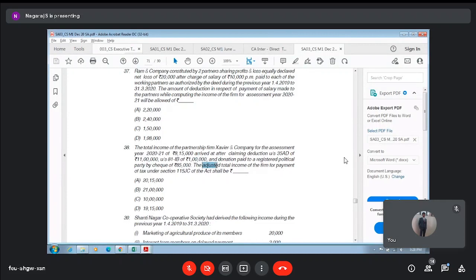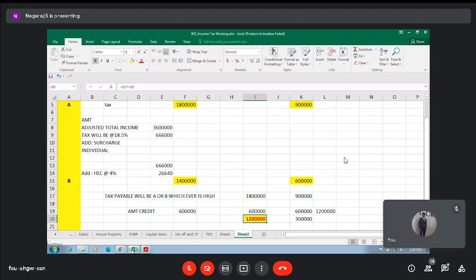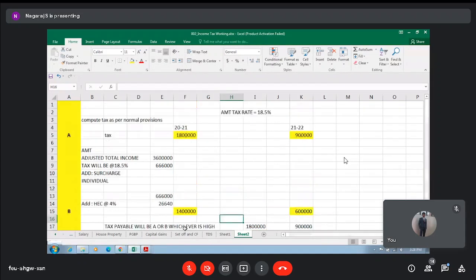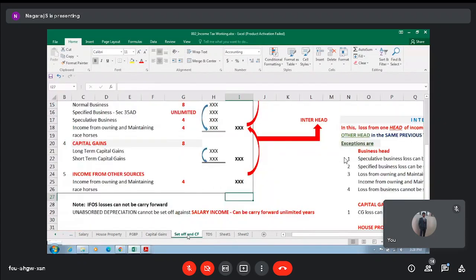What are they asking? They are asking what is the adjusted total income. Just the total income? What is the adjusted total income? Total income plus deductions. No. See, what I told, adjusted total income means what? All these heads total income, minus set off and carry forward, minus 80 deductions. That is the total income. For that, you need to add those three sections.